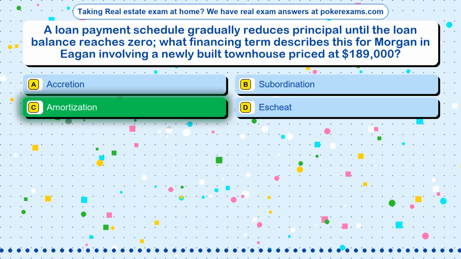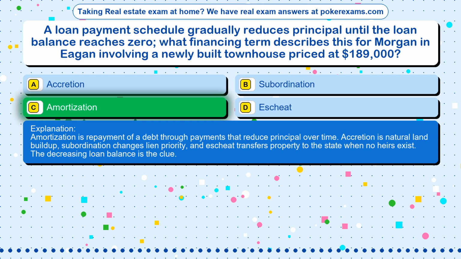The correct answer is option C. Amortization. Amortization is repayment of a debt through payments that reduce principal over time. Accretion is natural land buildup. Subordination changes lien priority, and escheat transfers property to the state when no heirs exist. The decreasing loan balance is the clue.